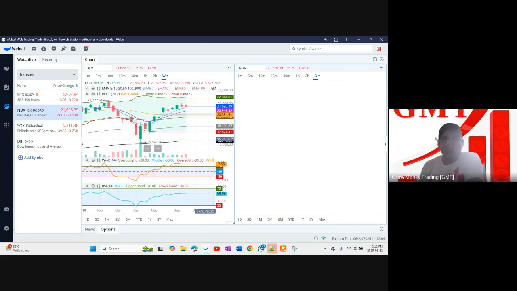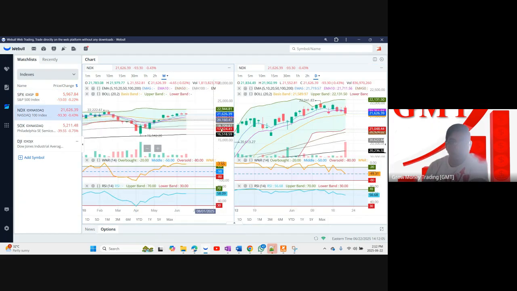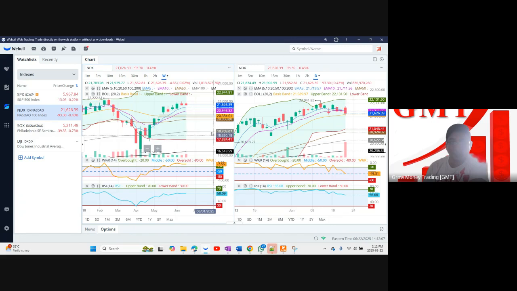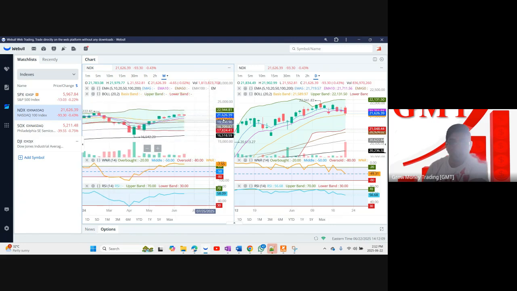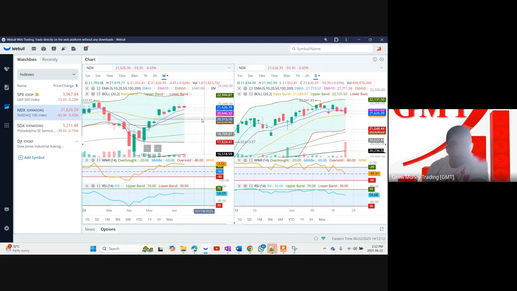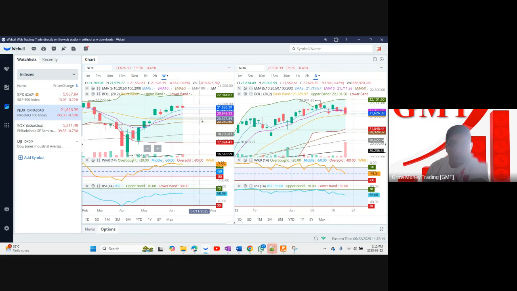If we go on to Nasdaq, similar pattern. The candles have formed almost the same pattern on the weekly chart. It closed at 21,626. The Williams R is in overbought and has flattened. RSI is at 58 and has flattened.